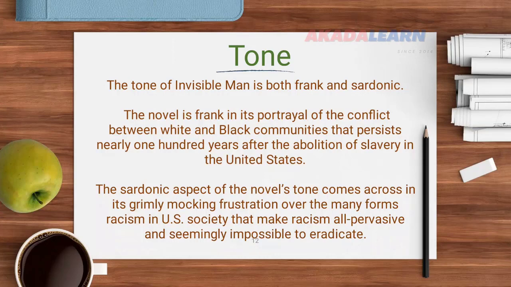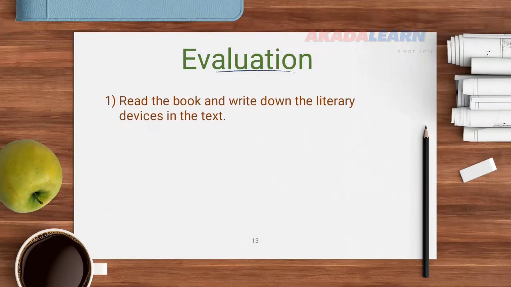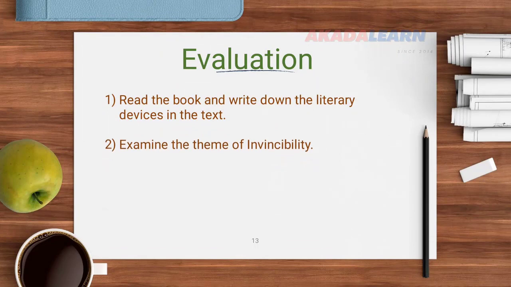So, lovely students, we've analyzed the book Invisible Man. We've seen the themes as well as the style, how Ralph Ellison wrote his book. So, we're going to be doing our little evaluation. Read the book and write down the literary devices in the text and then examine the theme of invisibility.